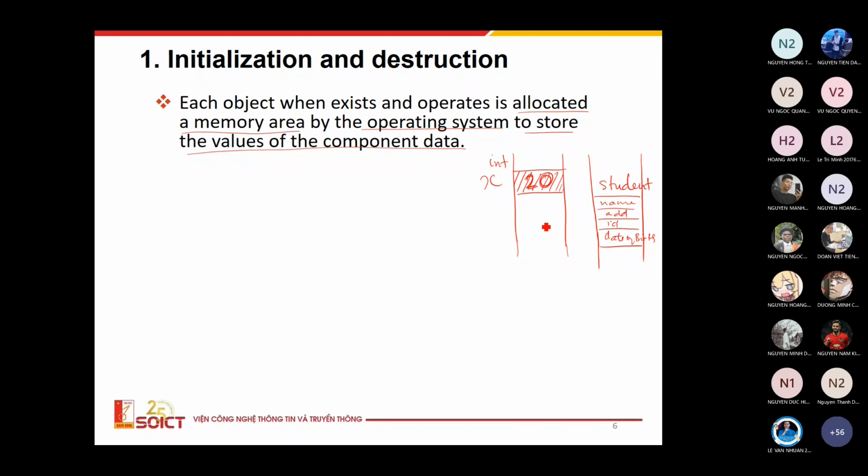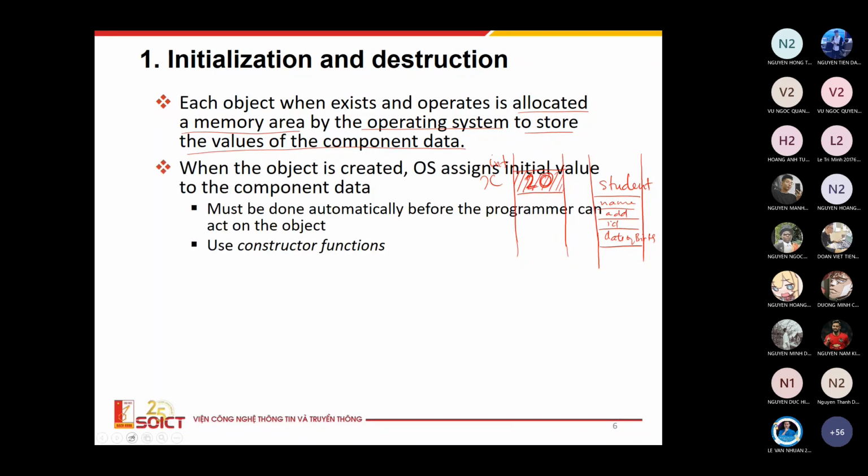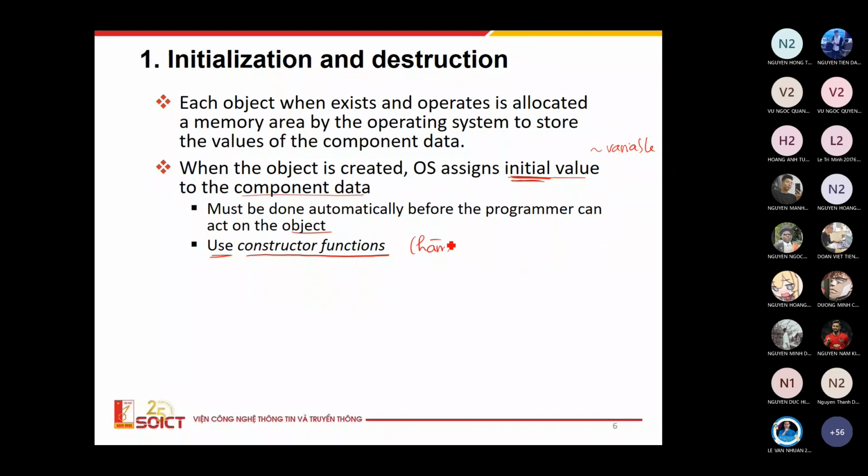When you create the object, the operating system needs to assign the initial value to the component data. It's the same as we do with a variable. It has to assign the initialized value. And this has to be done automatically before we use this object. To initialize the value and the location for this object, they will use the constructor function, which is called hàm tạo or phương thức khởi tạo.